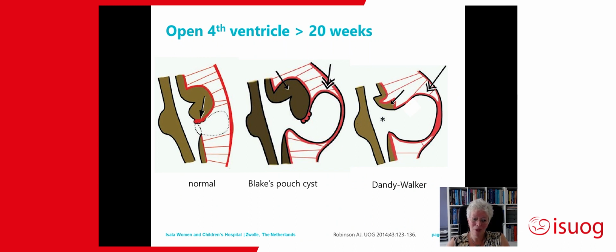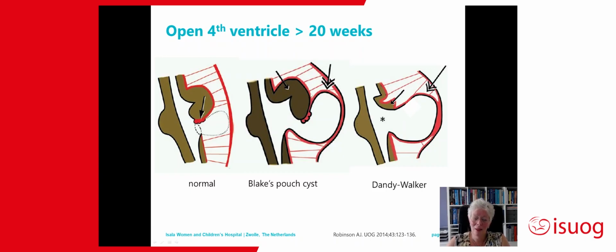We go back to the schematic drawings. Again, this is the normal situation. Here we have the Blake's pouch cyst, rotated upwards, but with a normal vermis. And here the cyst-like structure, which is pushing the vermis upwards. And there we have the Dandy-Walker malformation. And with the Dandy-Walker malformation, you can see that you have an abnormal vermis. Also, this cyst-like structure and an abnormal position of your choroid plexus.